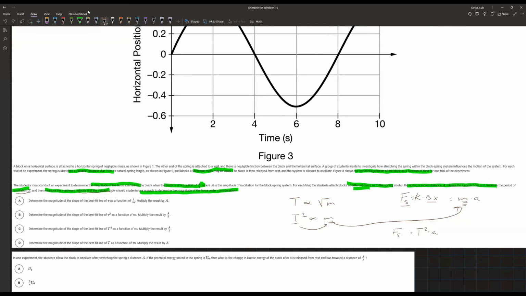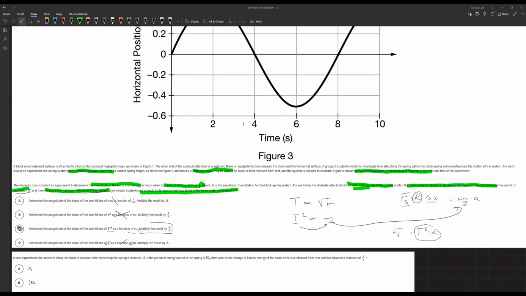Now here, if we look at this, we're going to end up multiplying the result by delta x, because one way we can think about it is really k. And so this one's kind of nasty, but I believe the best answer choice here is T squared as a function of m. V squared as a function of m is not going to give it to us. Best fit line, T is not proportional to m, so we don't want to do that. And then the velocity is also not inversely proportional.